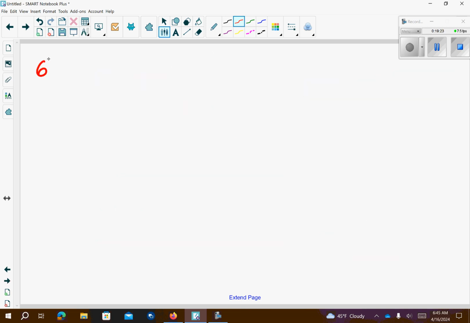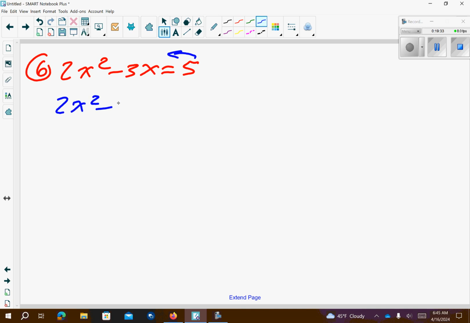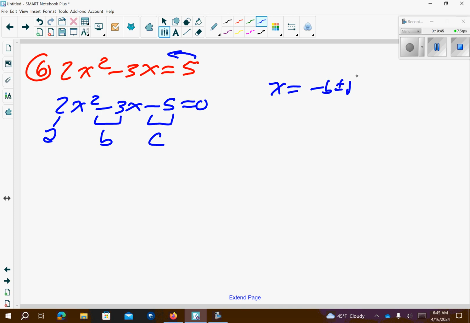Number 6, we have 2x squared minus 3x equals 5. It's not equal to 0, so what I need to do is I need to bring that 5 over by subtracting it. My a value is 2, my b value is negative 3, my c value is negative 5. So x equals negative b plus or minus square root b squared minus 4ac, all divided by 2a.